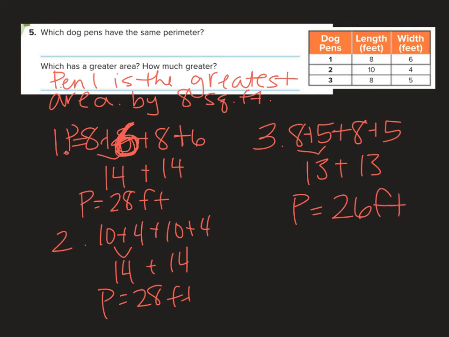Which pens have the same perimeter? Pen 1 and 2 have the same perimeter. So 2 and 3 have the same area, but 1 and 2 have the same perimeter. How about that? And the perimeter is 28 feet. How cool is that? All right, let's do some more.